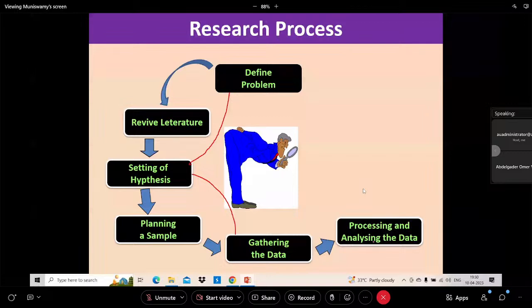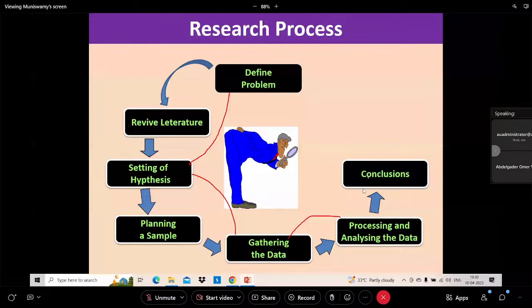After you gather the data, which type of data are you gathering? Nominal, qualitative and quantitative data. Qualitative and quantitative data, like nominal, ordinal, interval, and ratio types of data. If you want to process the data, what kind of statistical tools and techniques are you going to apply? After applying statistical tools, descriptive statistics and inferential statistics, you go for conclusions.